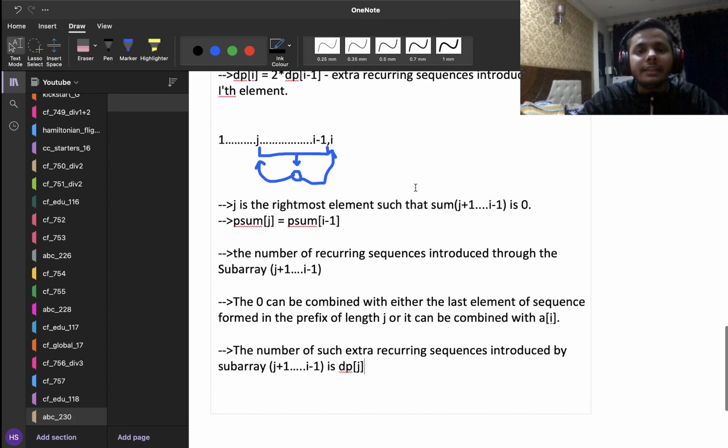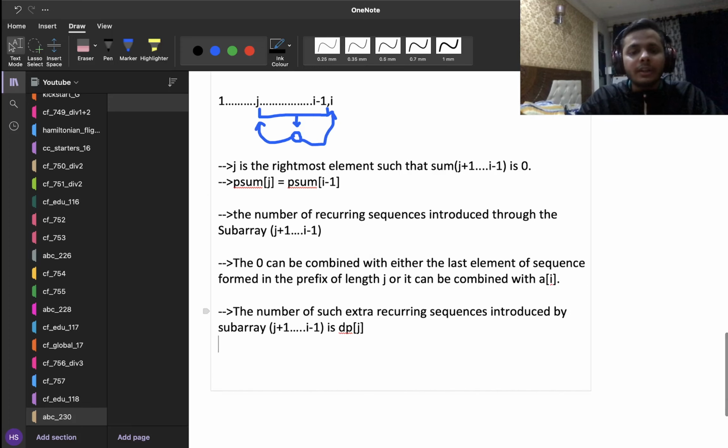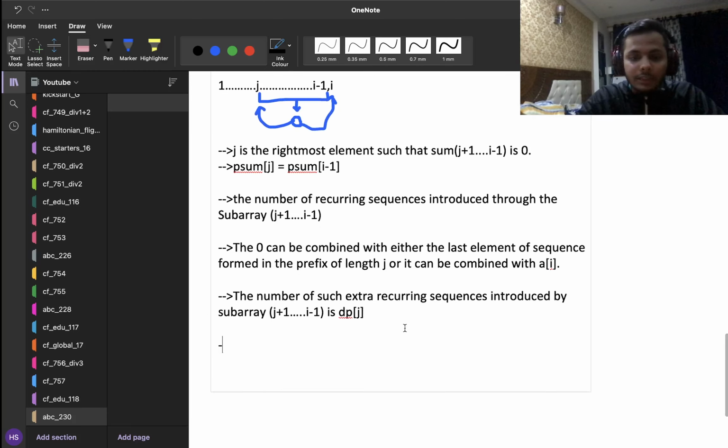And that's because I need a sequence which is being formed by the prefix of length j, and if I combine this 0 with that sequence and then I add ai to the end of it, or if I combine this 0 with a of I, or add that at the end of it, both of the formed sequences are going to be the same, and hence the number of extra recurring sequences that are being introduced is nothing but dp of j. If it is not clear, I'm going to explain it once again. So I have this sequence from 1 to j, right? I have a sequence which is getting formed from 1 to j, and I have this 0.